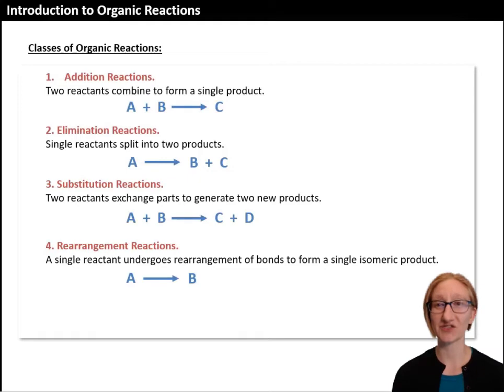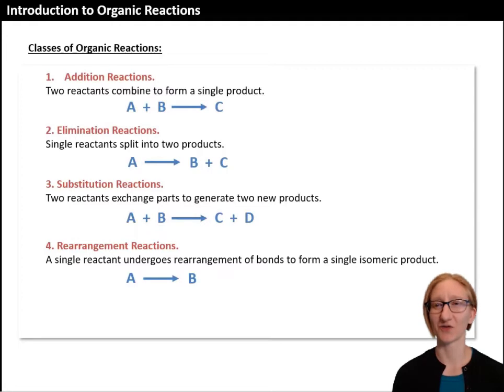In the first, addition reactions, 2 reactants combine to form a single product. And in a simplified or general form, we depict that as A plus B goes to C, or 2 reactants, A and B, combine to form a single product, C.